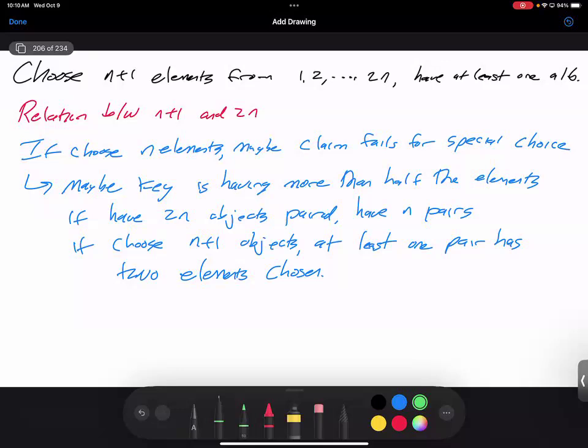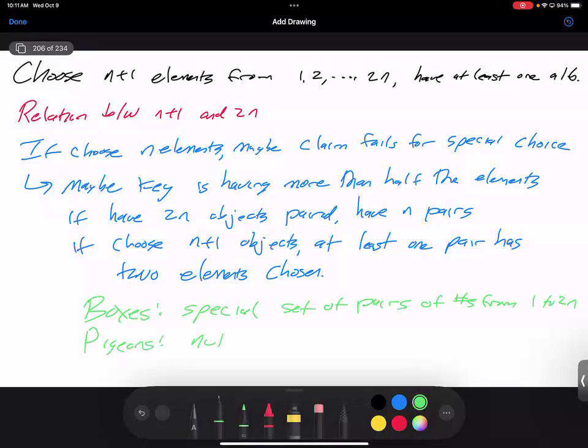So my boxes will be a special set of pairs of numbers from 1 to 2n, and the pigeons will be the n plus 1 numbers chosen. So the first thing is, can you give me an example of choosing n objects where we do not have any number dividing any other?